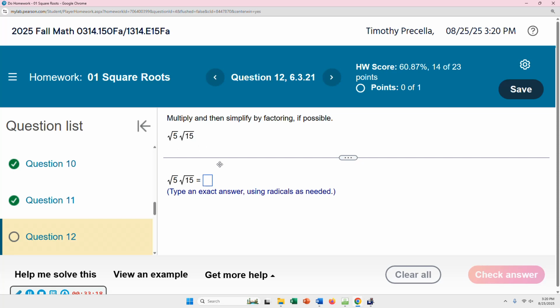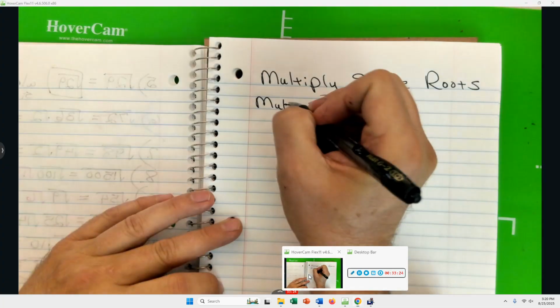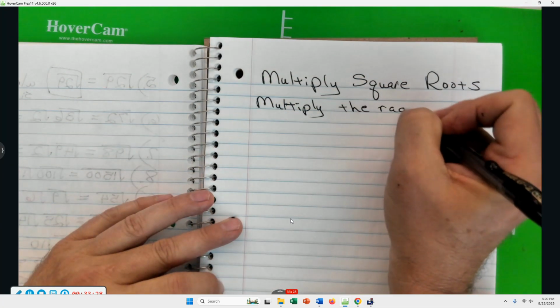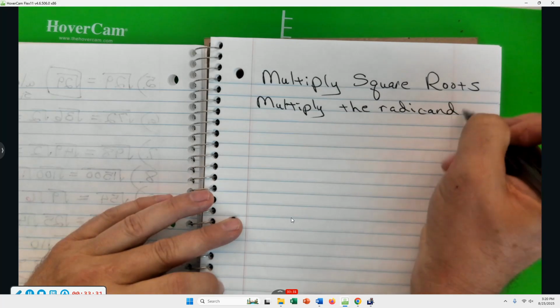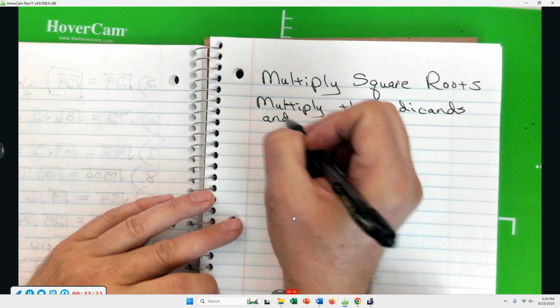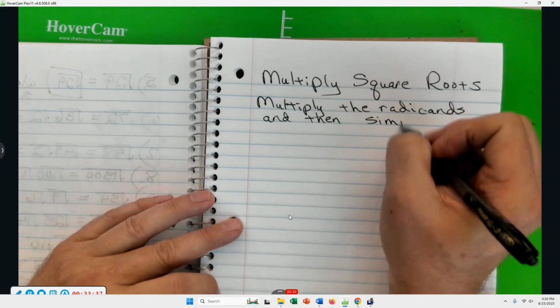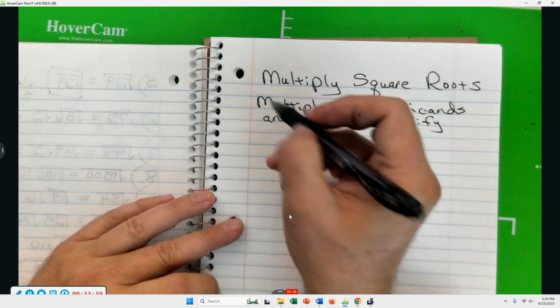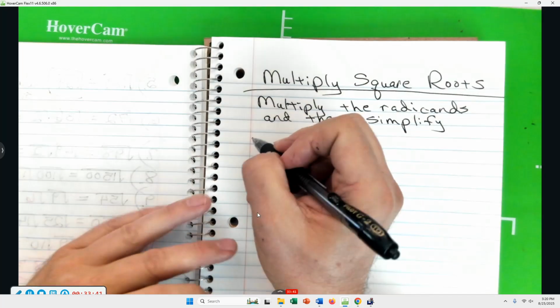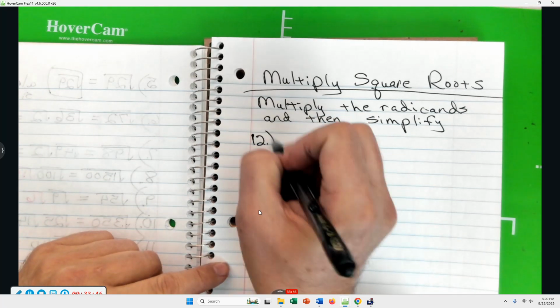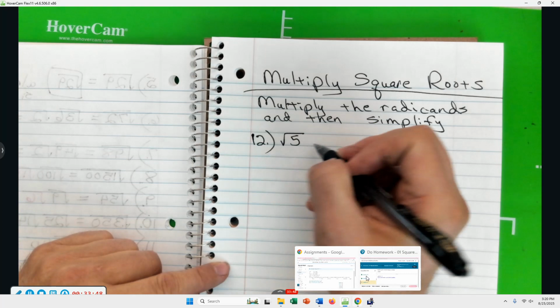But okay, to multiply square roots, I'm going to say multiply the radicands, and then simplify, like you did in problems 1 through 11. And this is number, what problem? 12. Square root of 5 times the square root of 15. There it is.